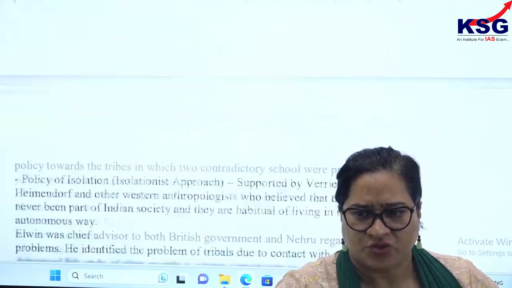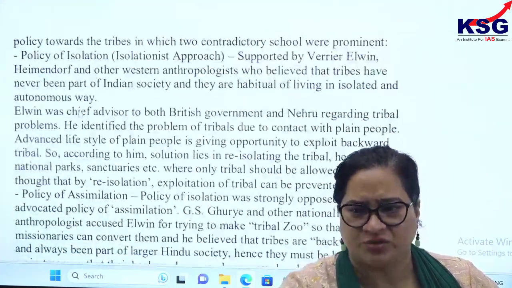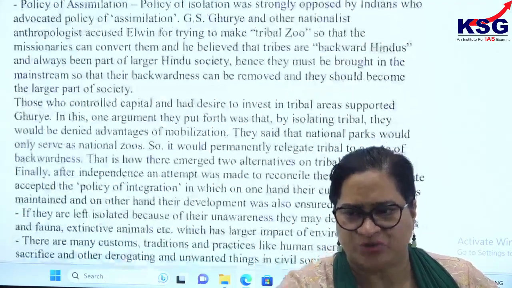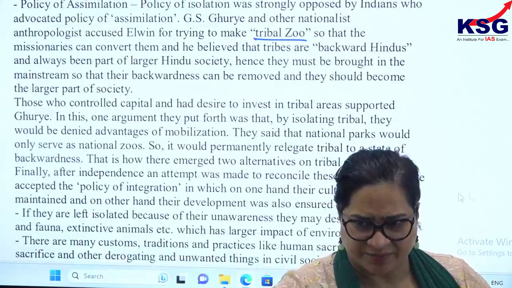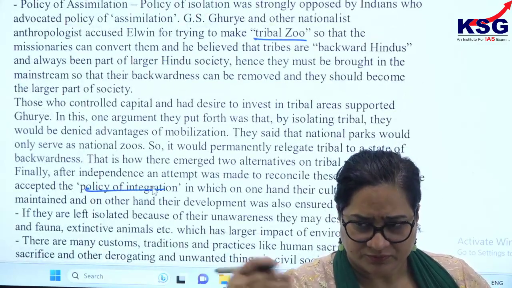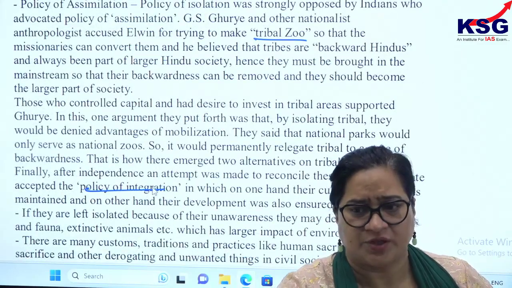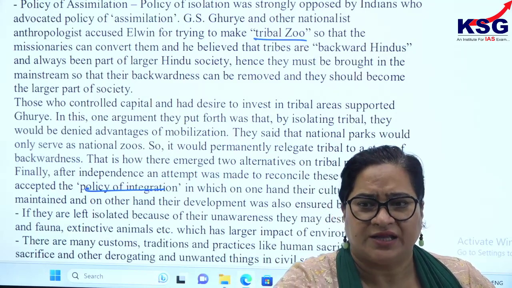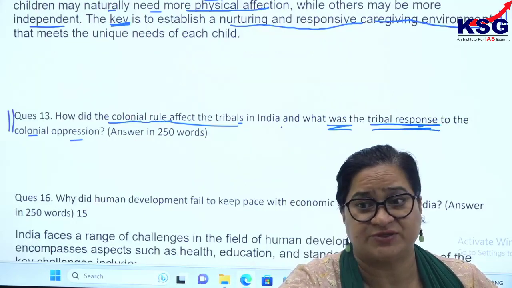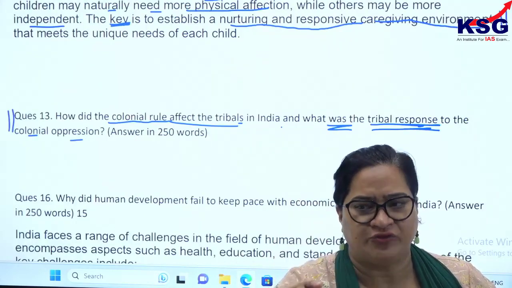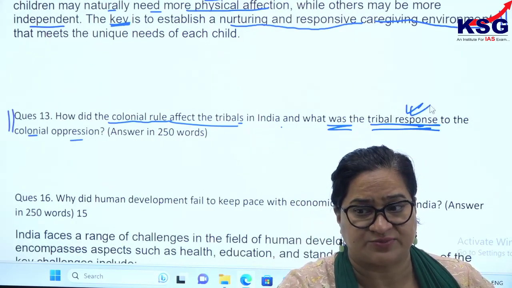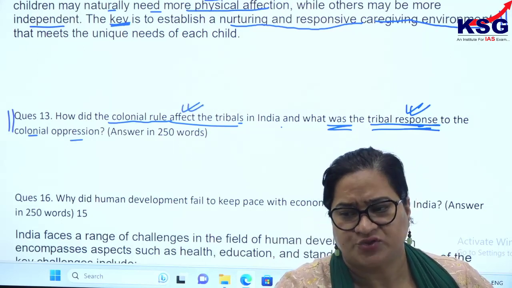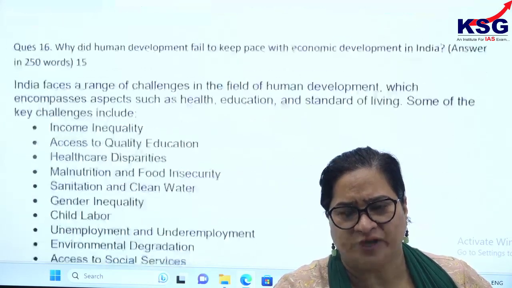All right. So this policy of isolation, which the British came up with, was creating a tribal zoo-like possibility, and the policy of integration was post-independence. These were two responses by the government pre-independence and post-independence. That can be briefly enlisted in one sentence because that's not the core demand of the question. The question is tribal response. So first is the effect on tribals and second is tribal response. So that's how you're supposed to move ahead with the question.